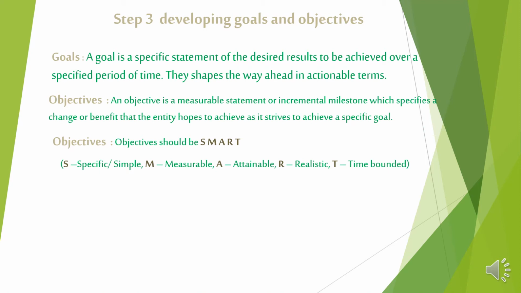SMART is a short term for S for specific. Everything you have to write should be specific. Do not write something vague. M for measurable, we can estimate them. A, attainable, we can do it. R for realistic, it's something not imaginary. We can do it on the ground floor. T, time bounded, we will not leave it open.